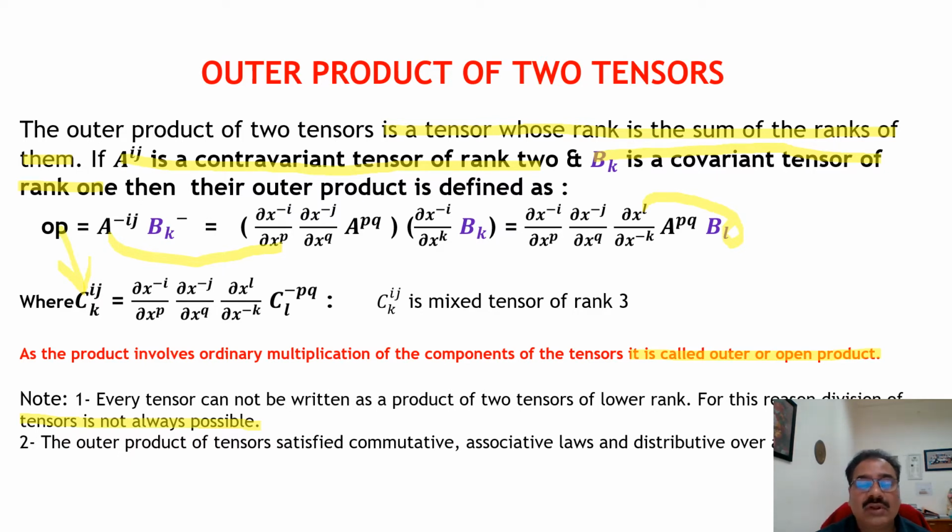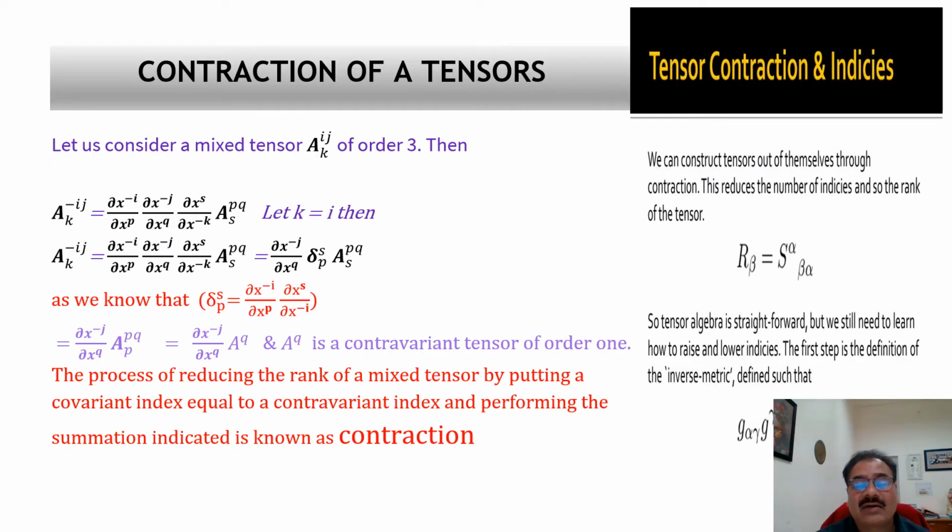So this is about the outer product of two tensors. Now we will learn what the contraction of a tensor is. This is a very beautiful property of a tensor. So how will we learn the contraction of a tensor?